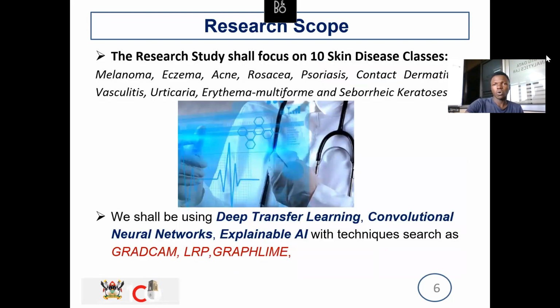So for our research scope, we shall be basically looking at 10 skin disease data classes. That includes melanoma, eczema, acne, rosacea, psoriasis, contact dermatitis, to mention but a few. We shall also be using deep transfer learning, convolutional neural networks, and explainable artificial intelligence with techniques such as LRP, GraphLime, and GradCam.